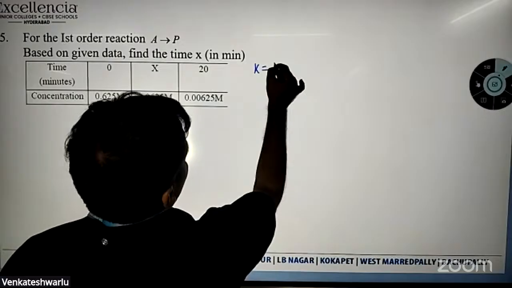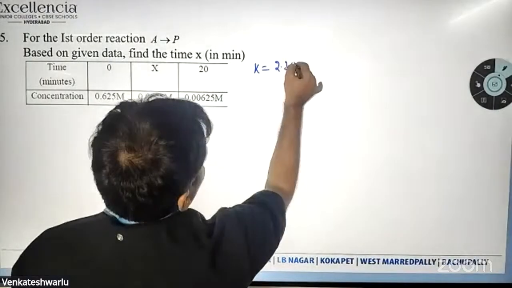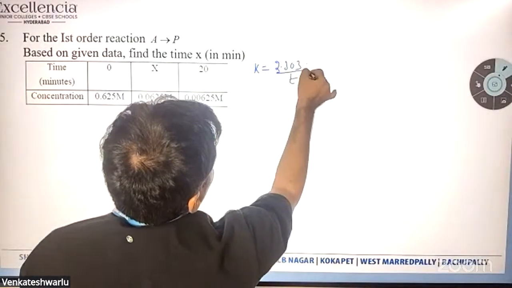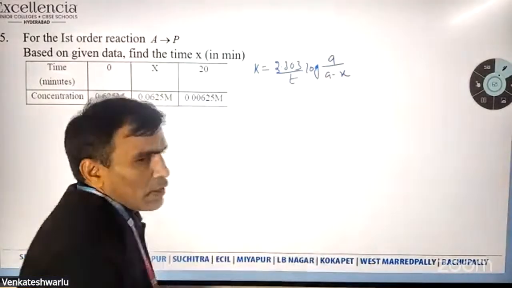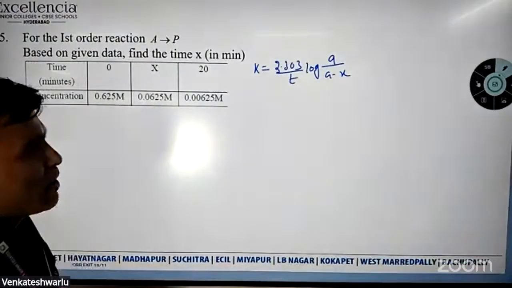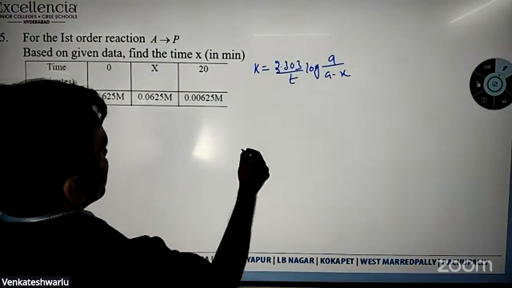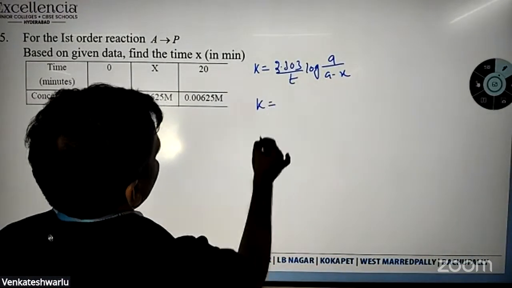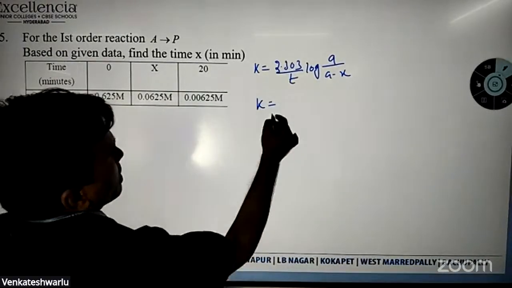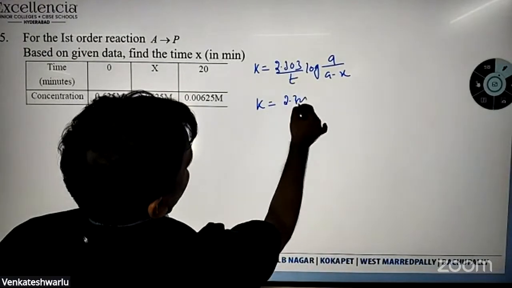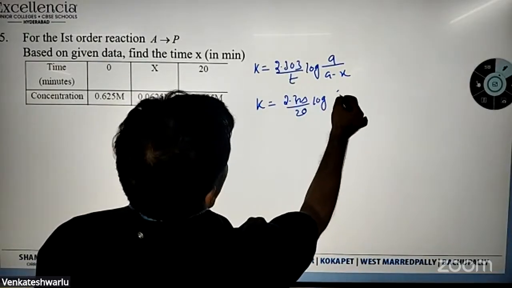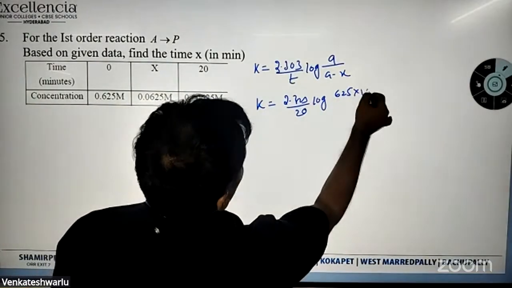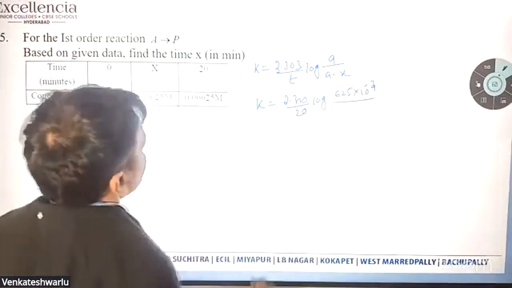This is A gives rise to B. Then we have to use the first order equation, that is K is equal to 2.303 by t log of initial concentration by remaining concentration of the reactant. First I am taking the data at 20 minutes. So 2.303 by 20 into log A, where A is given as 625 into 10 power minus 3.